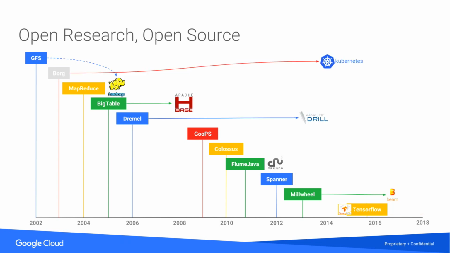If we take a look at our open research, you can see that a lot of open source products have come out of that research. So things like Hadoop, HBase, Apache Drill, Crunch, and Apache Beam, and also Kubernetes, which is based on Docker containers. Years ago, Google were using containers internally in order to provide services for our customers and to provide reliability. And I'll talk more about containers in a little bit.